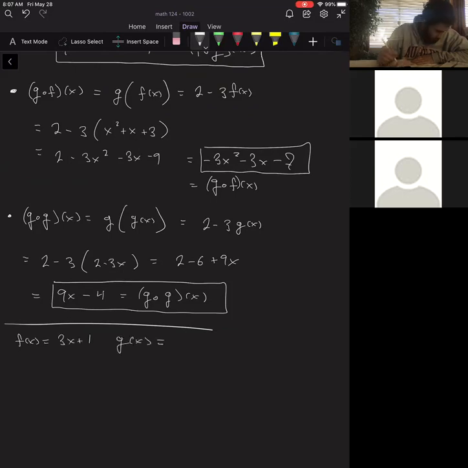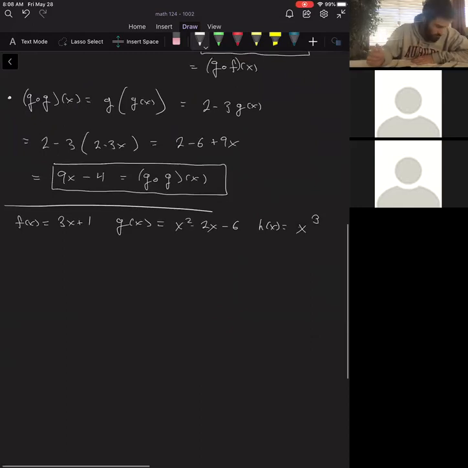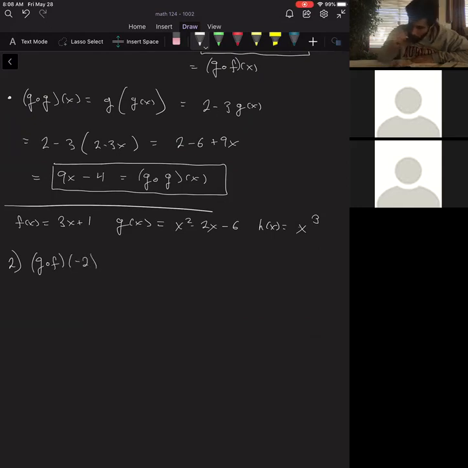g of x is equal to x squared minus 2x minus 6. And then h of x is x cubed. So we could do number 2. Number 2 is telling us to find g of f of minus 2. In order to do this, all this means is we're plugging f inside of g, and then we're evaluating it at minus 2. So we want to find g of f of minus 2.